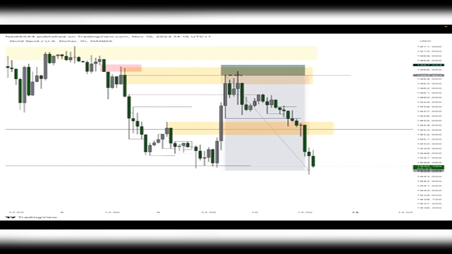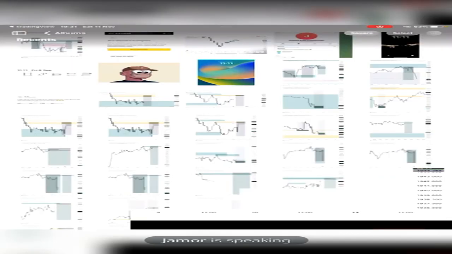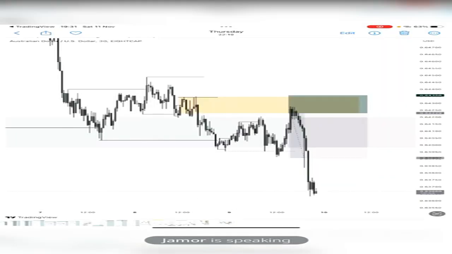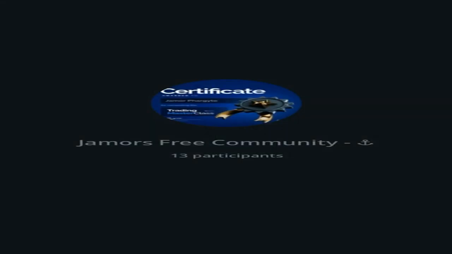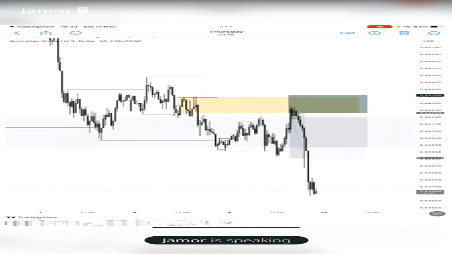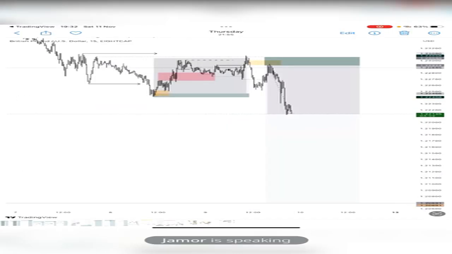Okay, that's the last AED trade I took. That was on Thursday, like I said. That was a setup. This was the GBPUSD I took on the same Thursday. Yeah, that's the before of the gold.